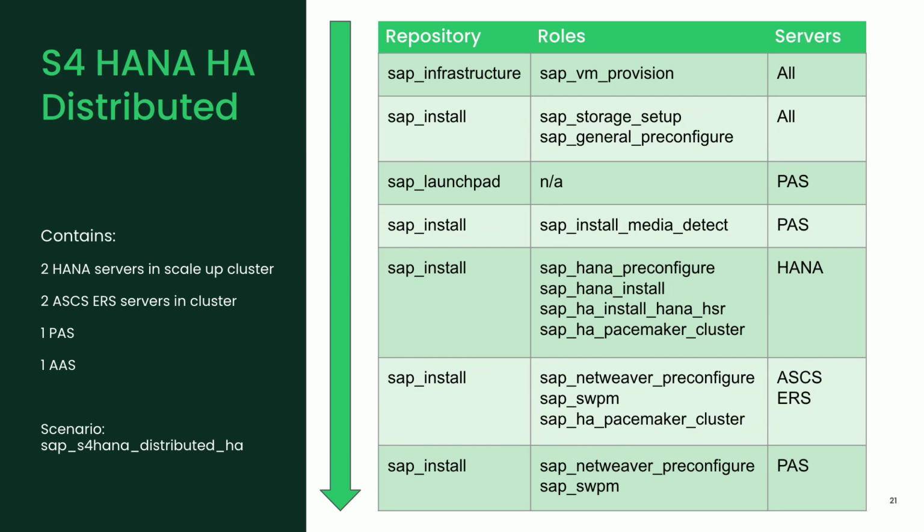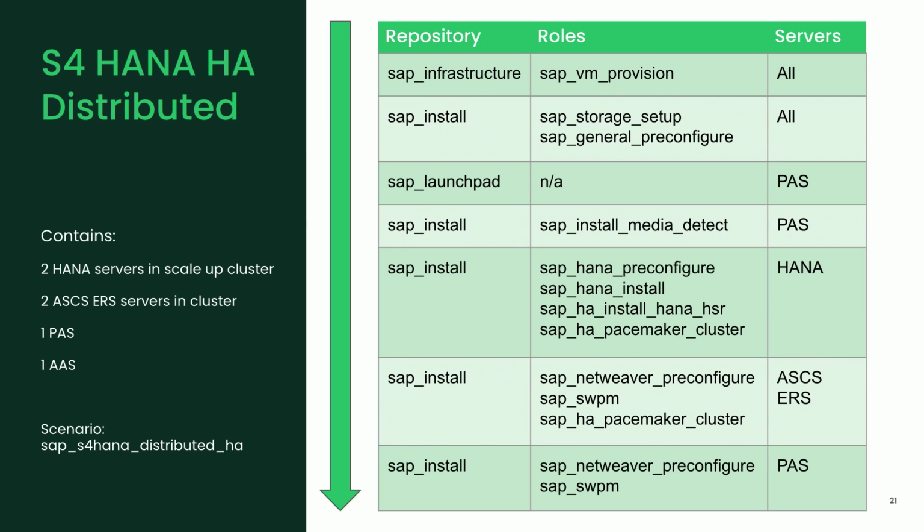Whatever is pre-configured, there are servers based on SAP recommendations in terms of the sizing, file system sizing, and platform specific, which means there are different instance types or different platforms. This one in this case deploys 2 HANA servers, 2 ASCS ERS servers for a cluster, 1 PAS, 1 AS. I listed here, as you can see, different repositories or roles that it's running, the same ones as before, but you can see on the last column which server it's running on.